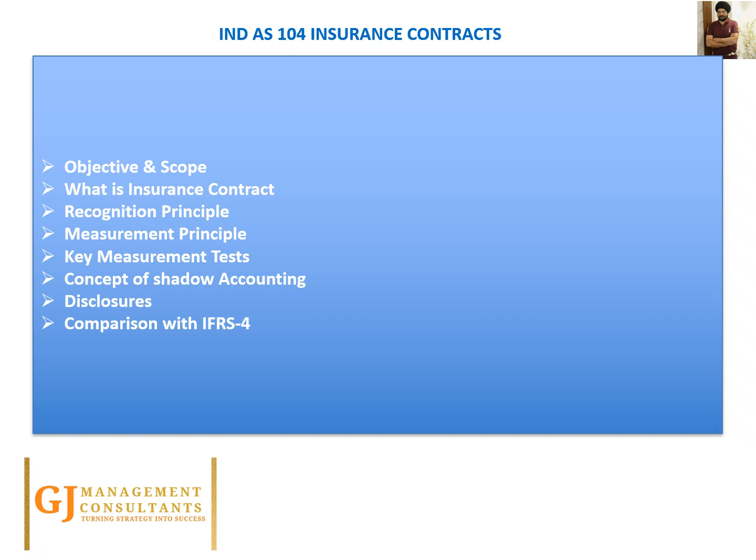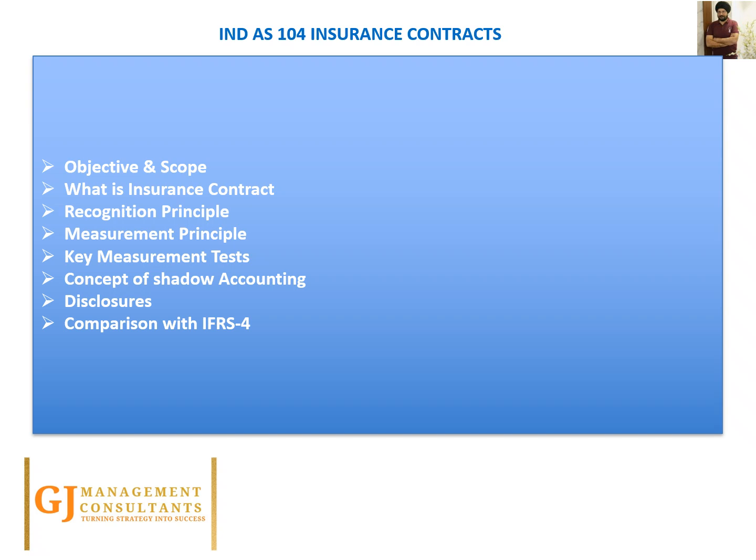Ind AS 104 is an interim standard which allows insurer to continue with their existing accounting practices, but with strict safeguard to ensure transparency, adequacy of liabilities, and proper disclosures. To understand this standard clearly, we need to focus not just on definitions, but on the logic behind recognition, measurement, and special concepts like shadow accounting that apply uniquely to insurance company.